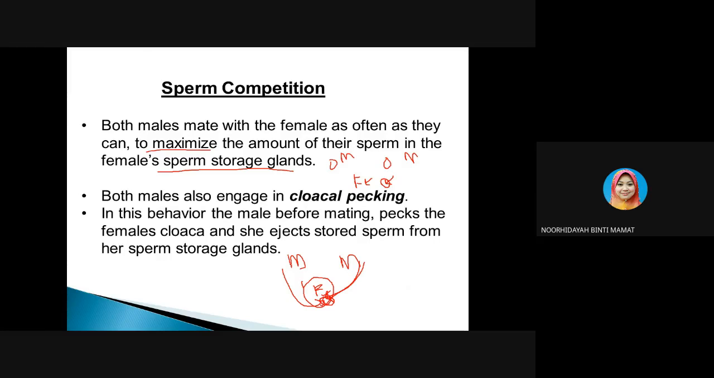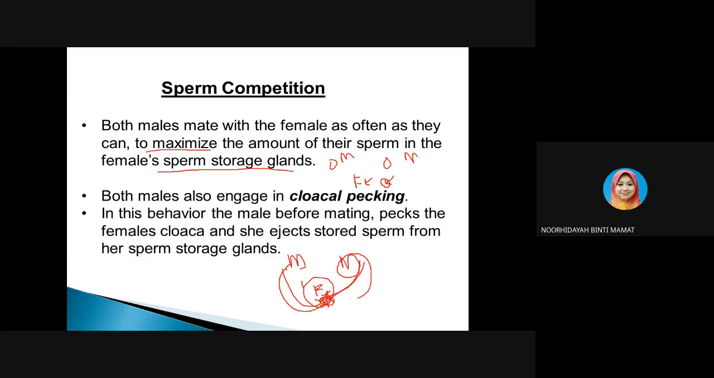After this male mates with this female, the first male will mate again with the same female. Before they mate, they will also do the cloacal pecking. They will poke the female's cloaca and eject the sperm left by the second individual.